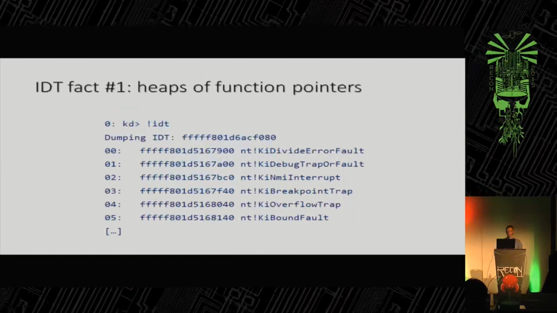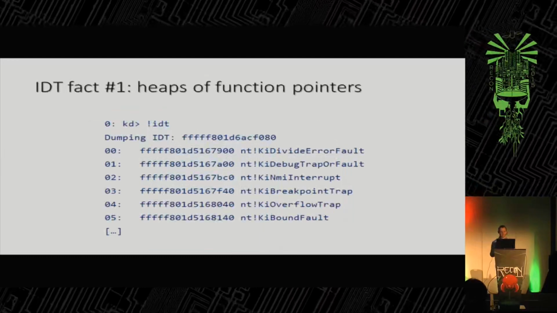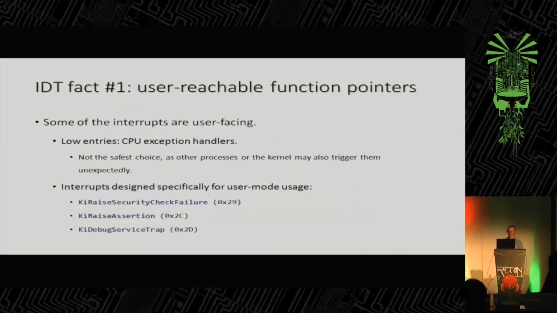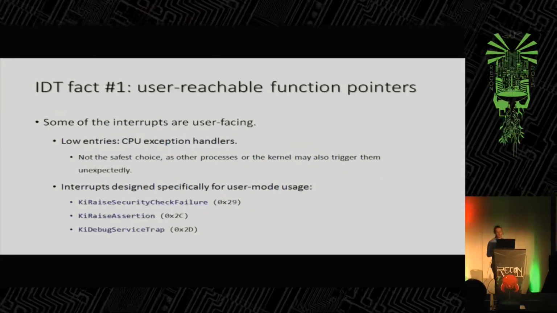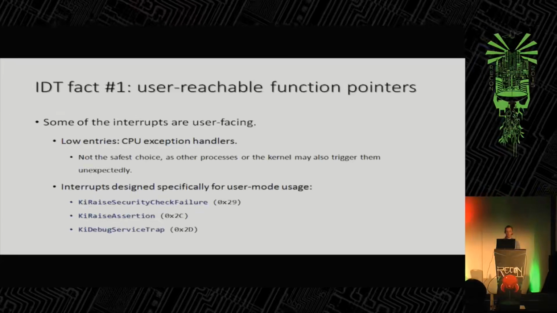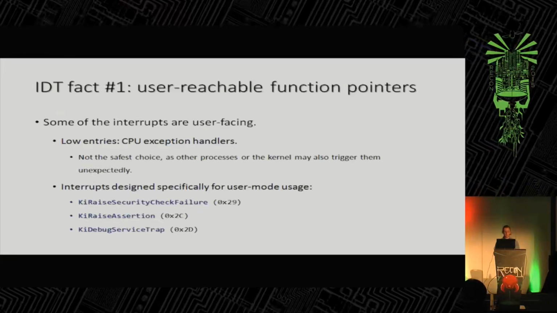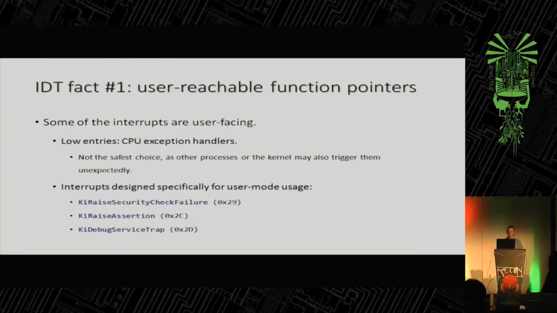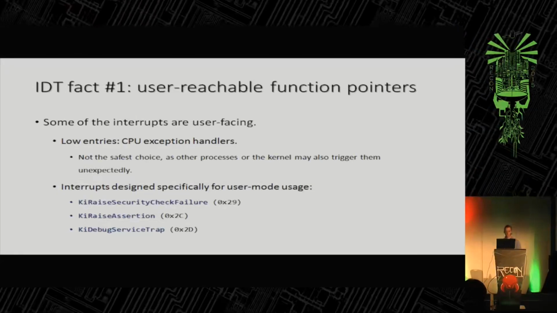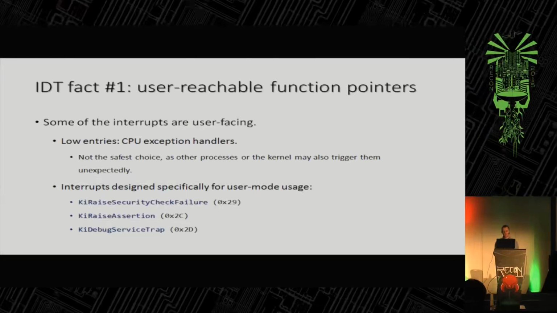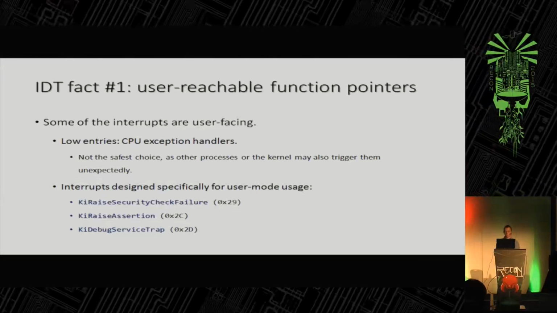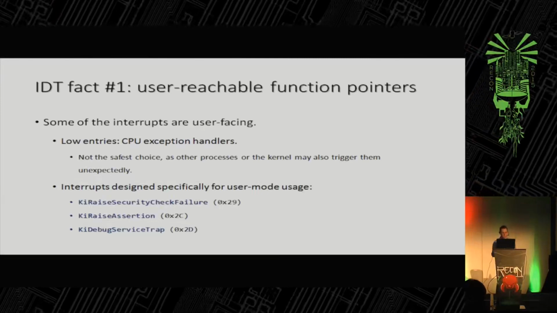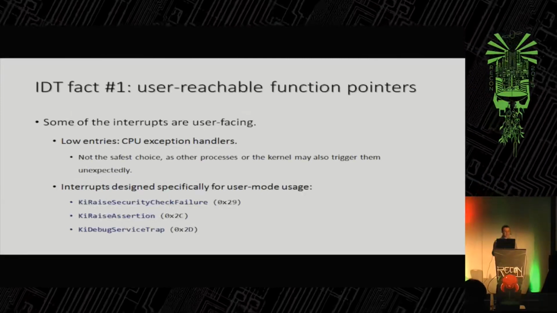And of course, the IDT is responsible for storing function pointers. It's full of function pointers. Some of those function pointers are user-facing, such as the CPU exception handlers, which are the low entries of the IDT. But if we thought about overwriting those, it's not really the safest choice, because other processes may reference them as well. And the kernel may do it too, so something unexpected could happen. But there are also some interrupts that are designed specifically for user mode usage, such as the 3 shown below.